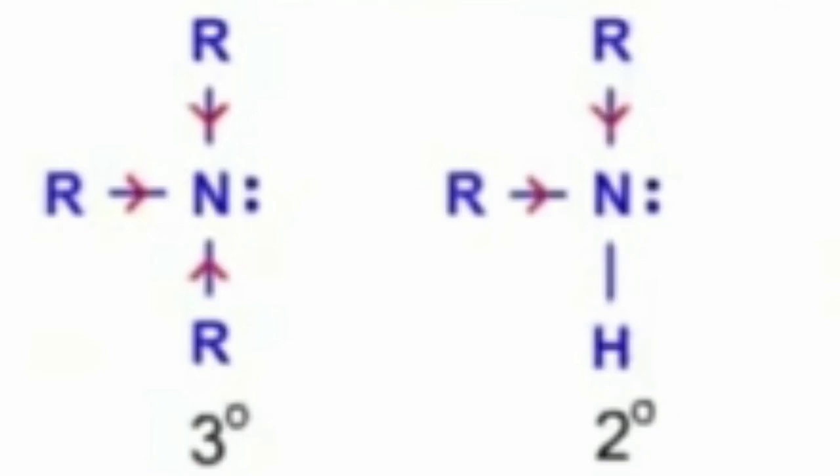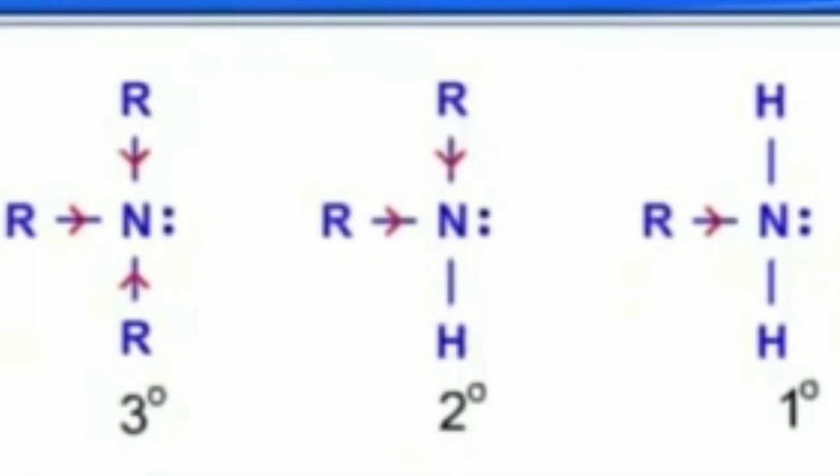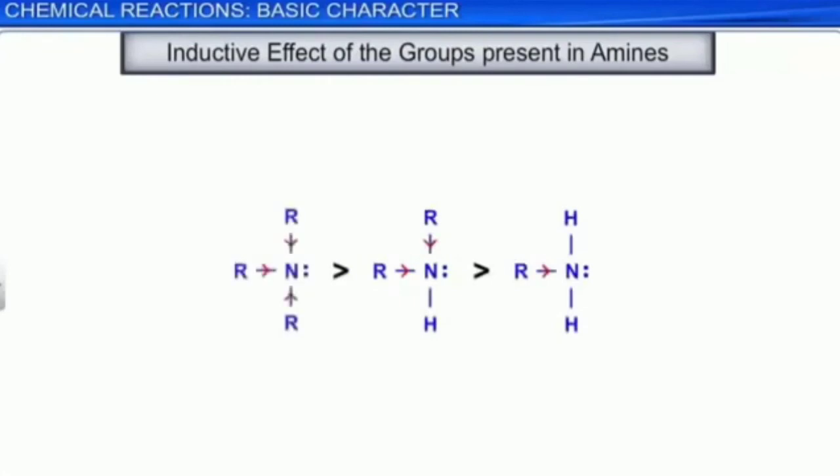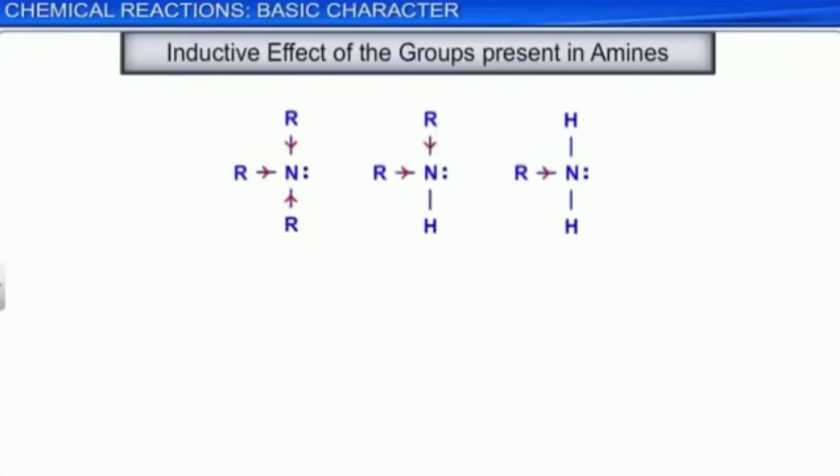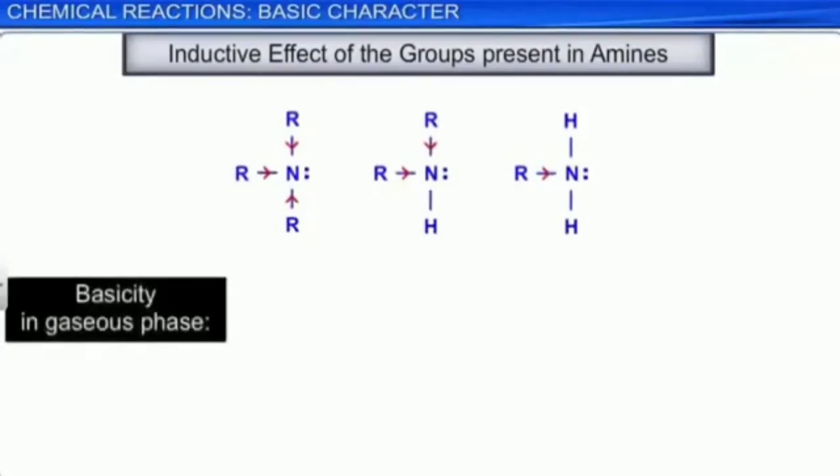So compare the primary, secondary, tertiary amines basicity. Tertiary amines are more basic than secondary, which are more basic than primary amines, because of the plus I effect of three alkyl groups in tertiary amines. Therefore, in the gaseous phase, the order of basicity is tertiary greater than secondary greater than primary. So, we can conclude that alkyl amines are more basic than ammonia, and among alkyl amines, the tertiary amines are more basic than secondary, which are more basic than primary amines.